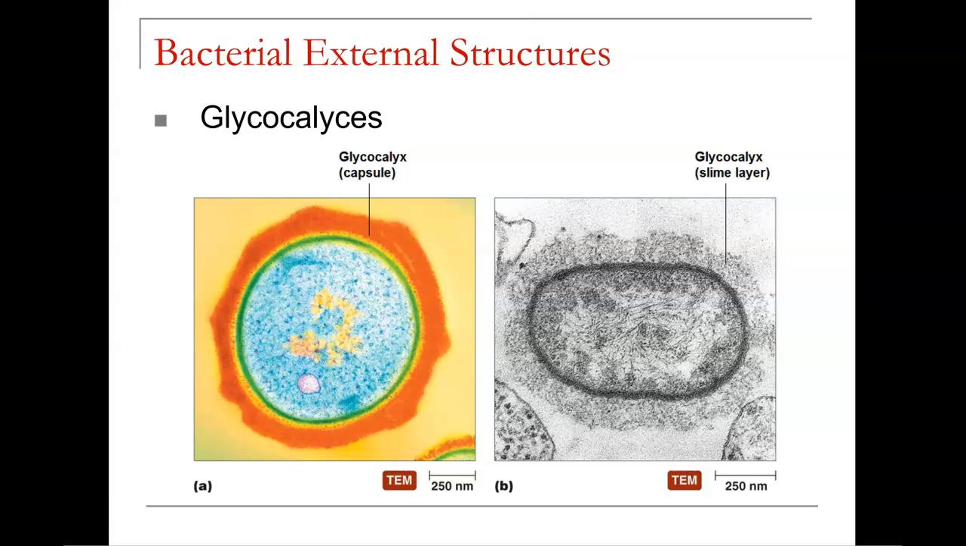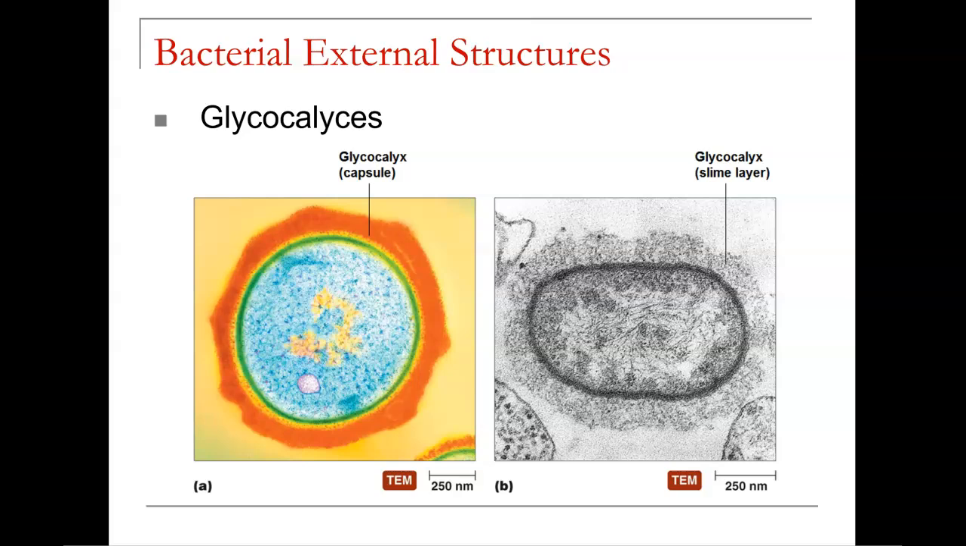So there are 2 different ways that these cells are going to be surrounded. They could have a capsule around them, which is a thick, well-organized surrounding that forms around the cell. It's firmly attached to the individual cell, and it helps to protect the cell from the host's defenses, such as phagocytosis.